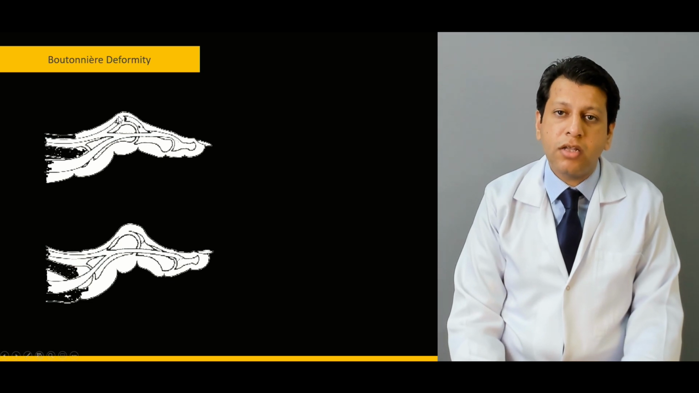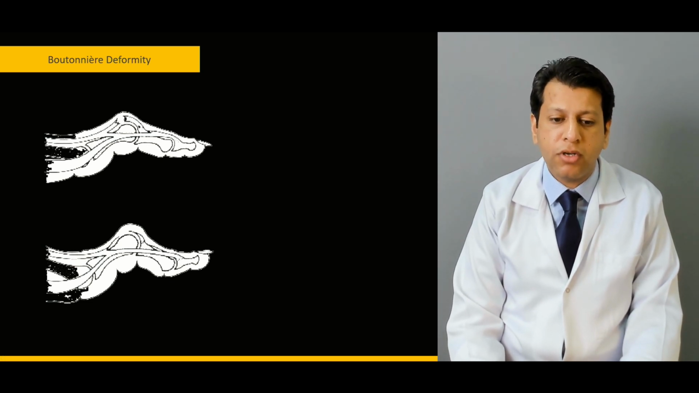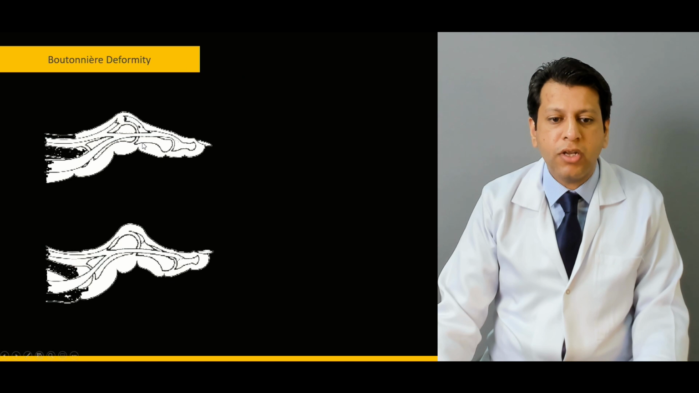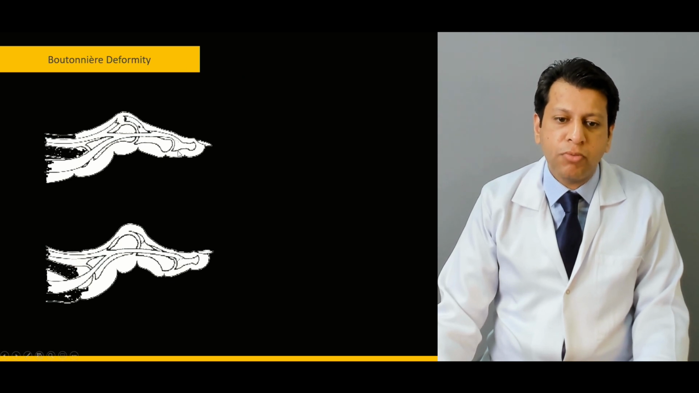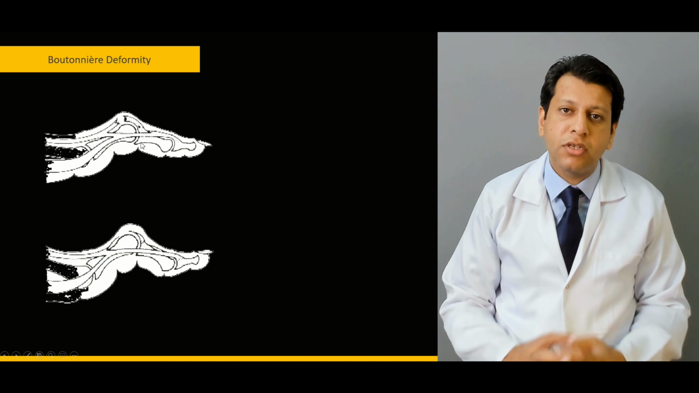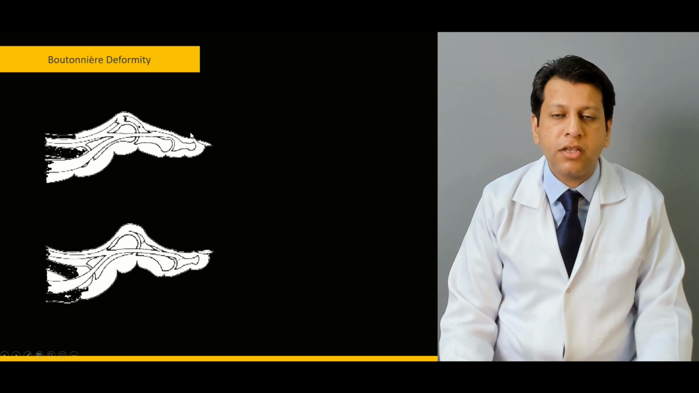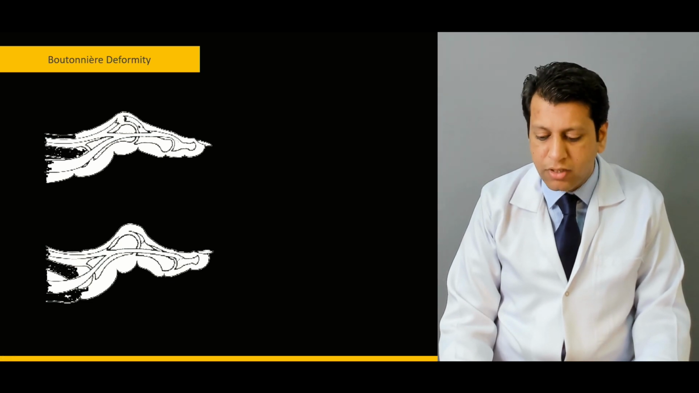extensor slip is torn, this leads to a boutonnière deformity, and that is that there will be FDS attached over here and FDP attached over here. Although FDP pull will be opposed by the lateral bands, FDS pull will not be opposed by the central band of the extensor tendon at the proximal interphalangeal joint. Now this results in hyperflexion of the PIP with some form of extension at the distal phalanx. This is classically the formation of the boutonnière deformity.